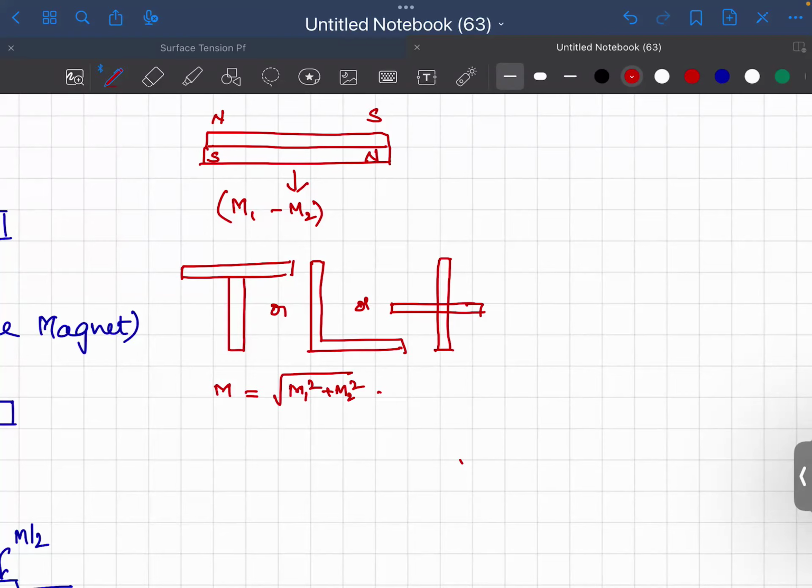Yeah, pole strength. The unit of pole strength is ampere meter. Very good. Magnetic dipole moment, you are writing it like this. Whereas the magnetic moment unit will be ampere meter square. Okay? Ampere meter square. Right. Next.